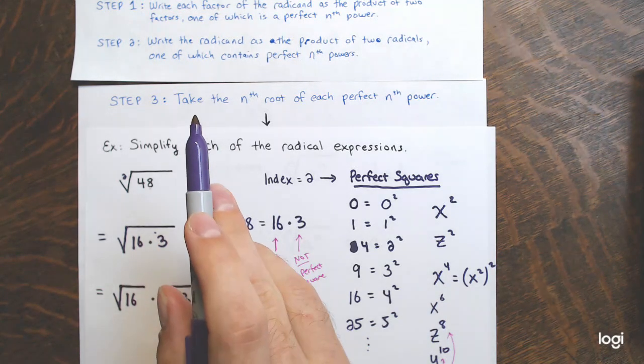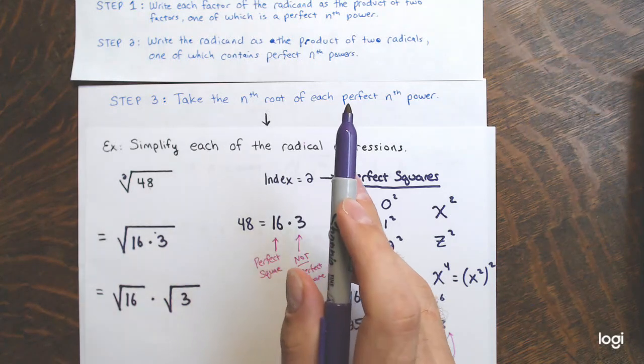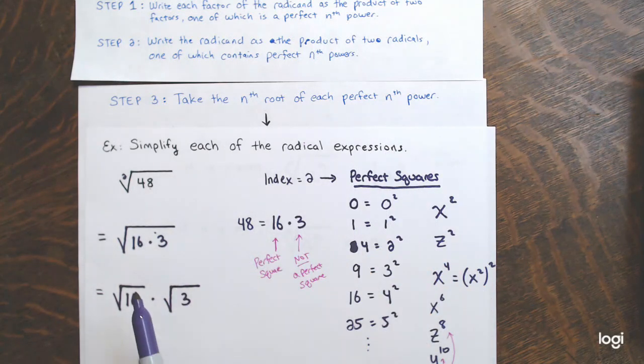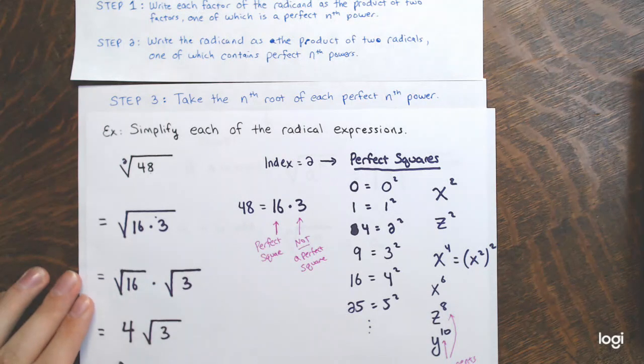And then step 3, take the nth root of each perfect nth power. So that's this one here, right? Take the square root of 16. 16 was the perfect square. And what is the square root of 16? Again, the non-negative square root of 16, because I know negative 4 times negative 4 is 16, but the non-negative one is positive 4. So we have 4 times the square root of 3, which are usually just written next to each other like this, without the dot. This is 4 times the square root of 3.